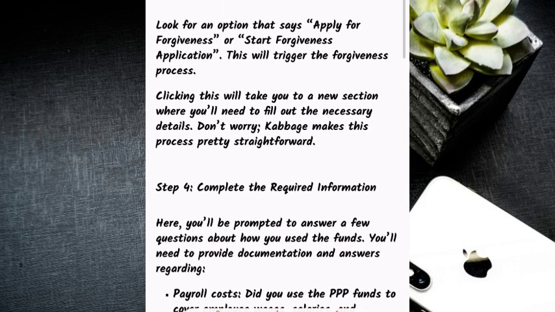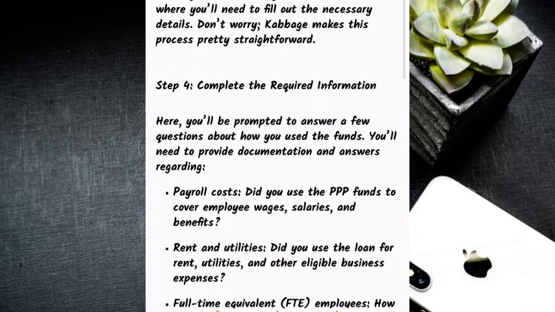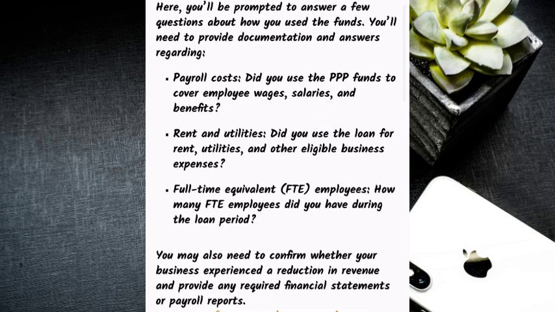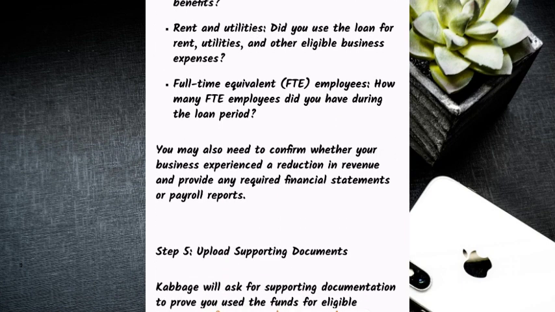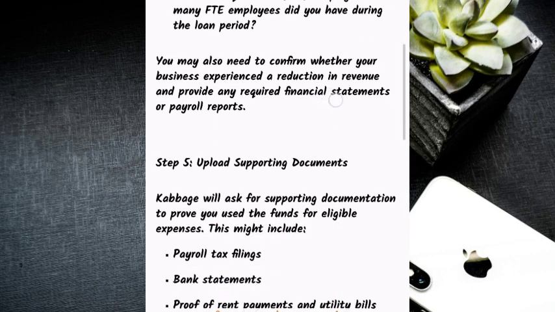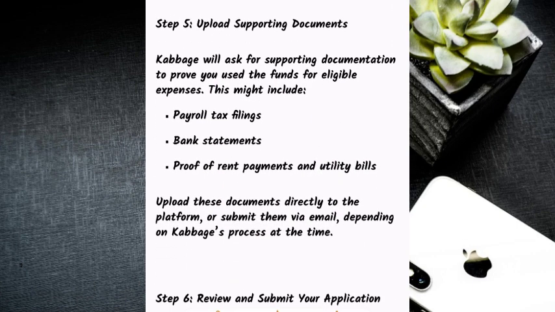Step 4, complete the required information. Here you'll be prompted to answer a few questions about how you used the funds. You'll need to provide documentation and answers regarding payroll costs, as well as rent and utilities. You also need to report full-time equivalents. Now, you may also need to confirm whether your business experienced a reduction in revenue or provide any required financial statements or payroll reports.